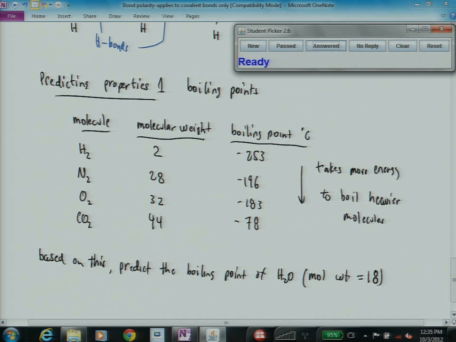How could you explain, based on what we've just been talking about, why that is so? Right, it turns out you can. So why is it, so you predict about minus 200.